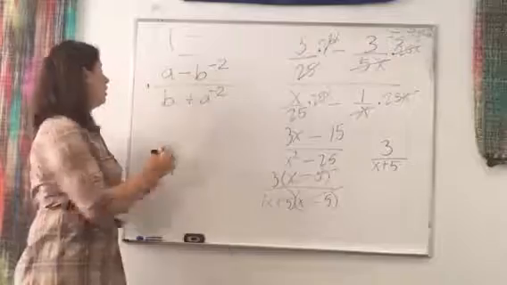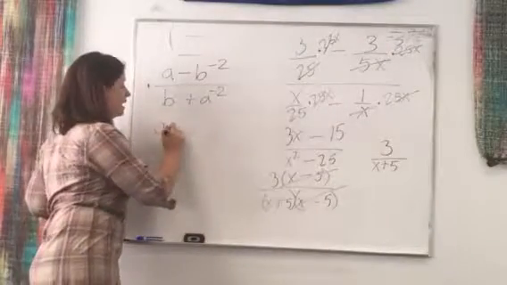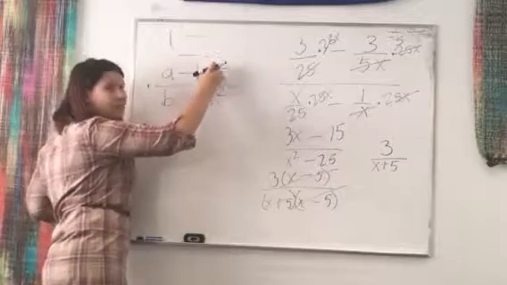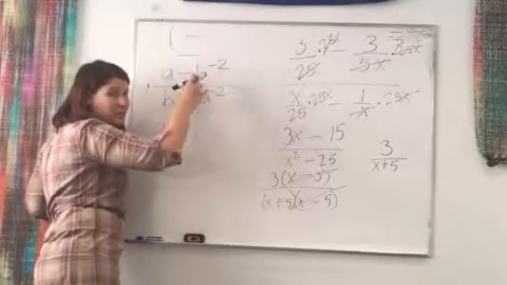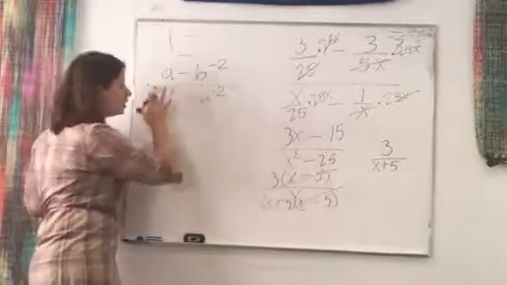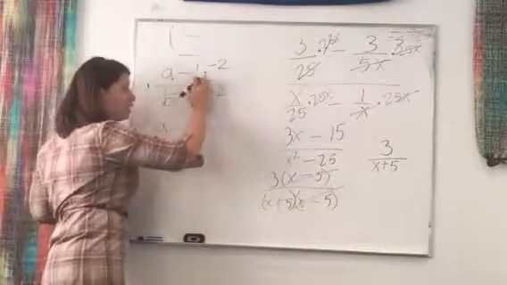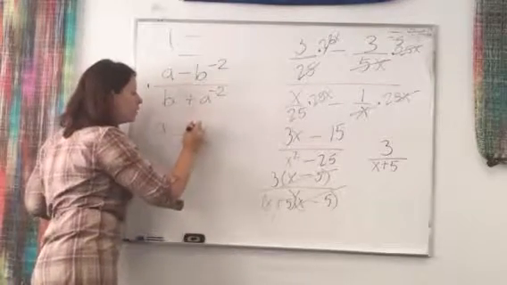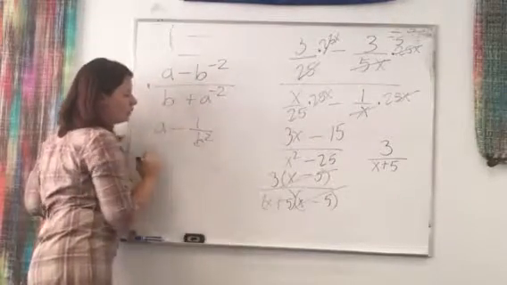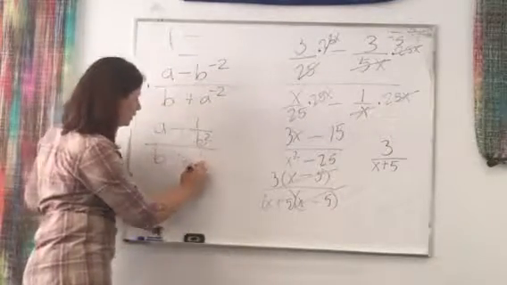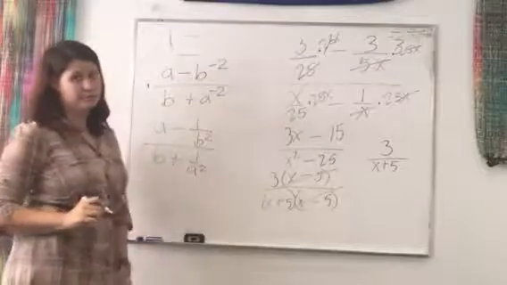So, rewrite it, a minus, now the b negative 2, that negative 2 is only on the b. Negative exponents mean we move it within the fraction, not within the big fraction, because it's only on the b, within b's fraction kind of thing. So it's 1 over b squared, over b plus 1 over a squared.